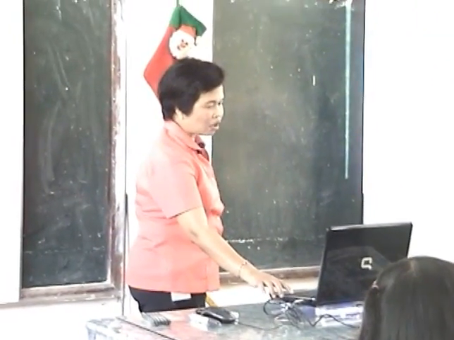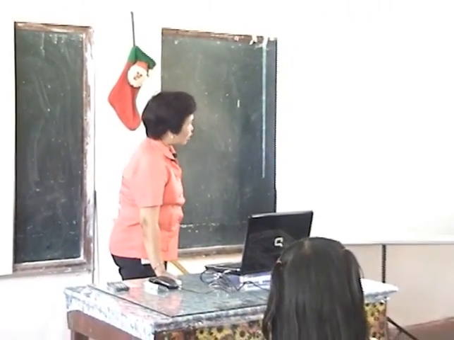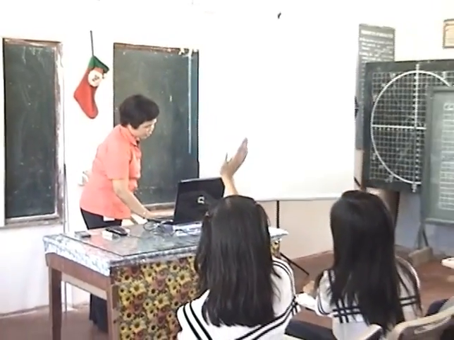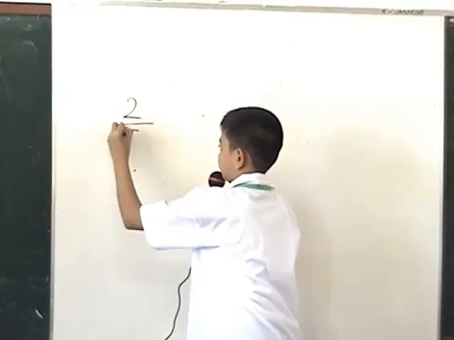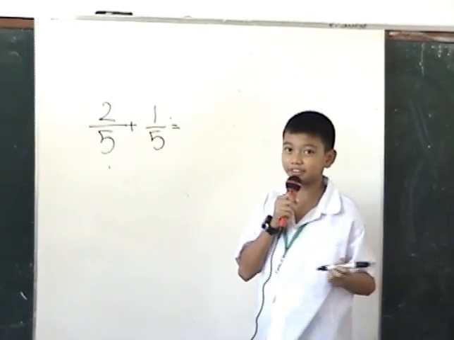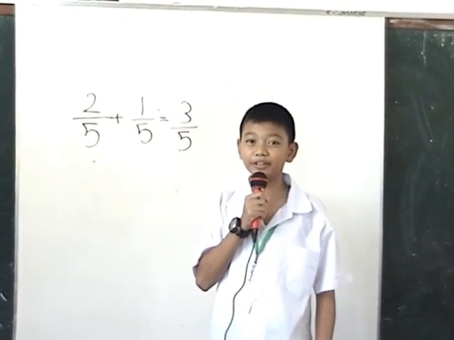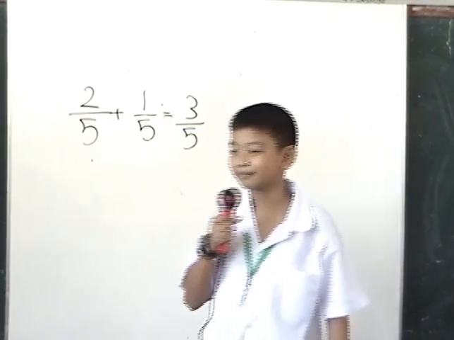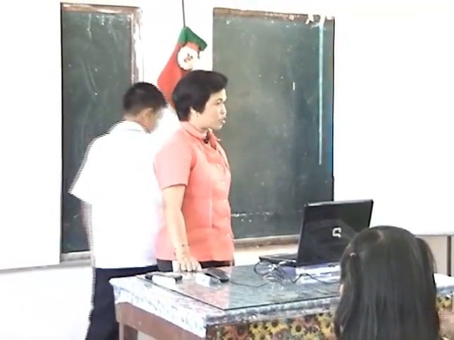So let us try solving some problems on adding similar fractions. Who can solve for the first problem? Renz. To add 2/5 and 1/5 equals 3/5. We simply add the numerators and copy the denominator. Very good. So, who can solve for the next problem?